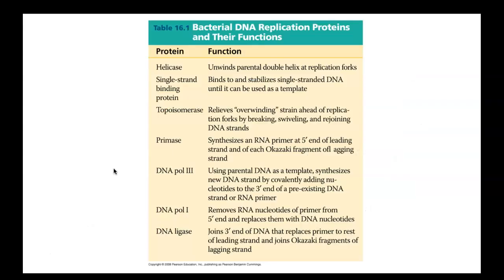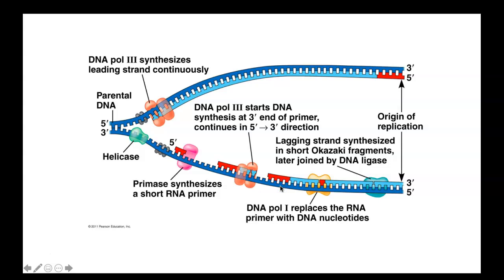Okay. And then primase does the primer. DNA polymerase 3 is the one that comes in first and puts down new DNA. DNA polymerase 1 replaces primer. Ligase is going to seal it all together. And then there's your summary picture. Beautiful. All right, proofreading and repair.